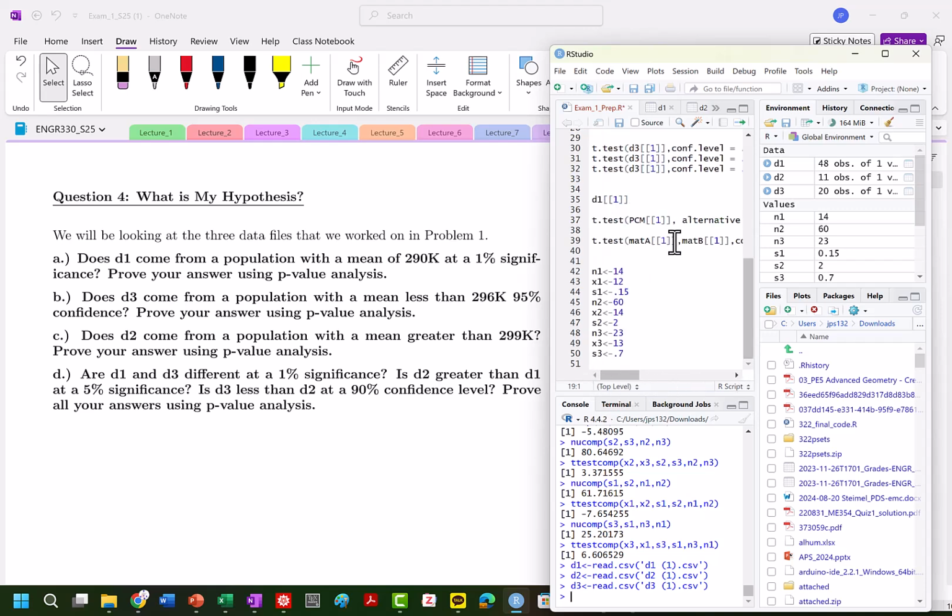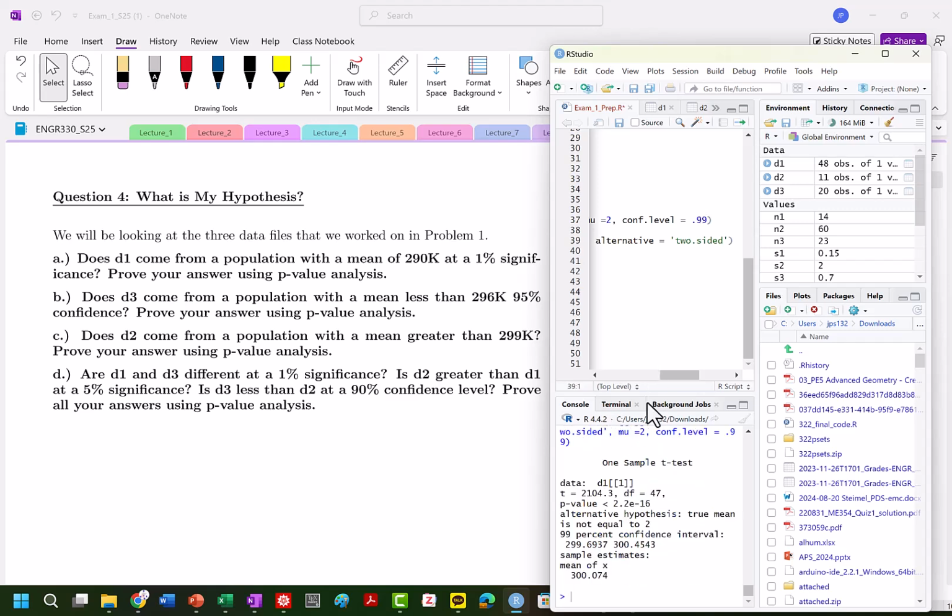Okay, so does D1 come from a population with a mean of 290K? It's going to be two-sided, and at a 1% significance, so we need 0.99. All right, so we get that our p-value is much less than our alpha over 2, which is 0.005. So that's going to be a big old reject.